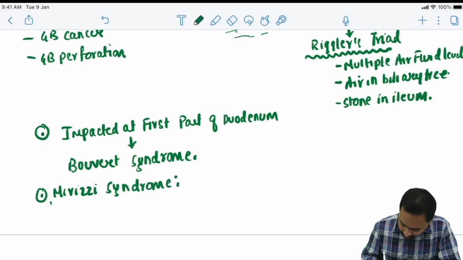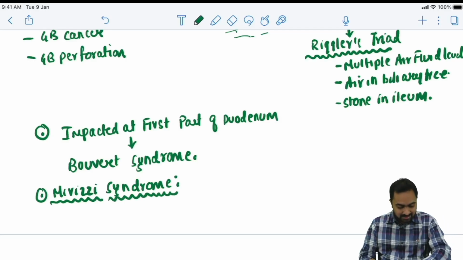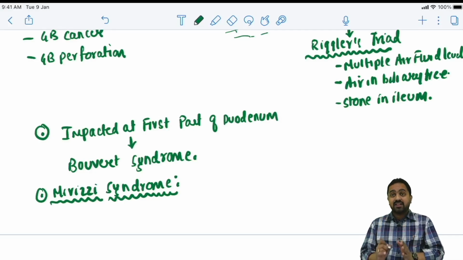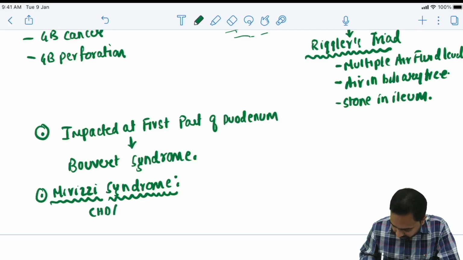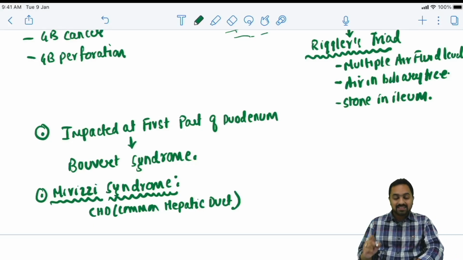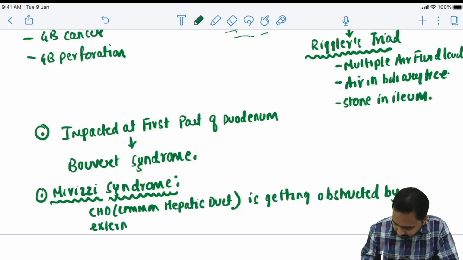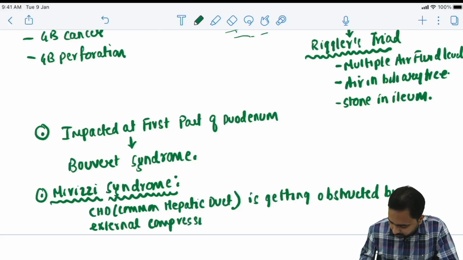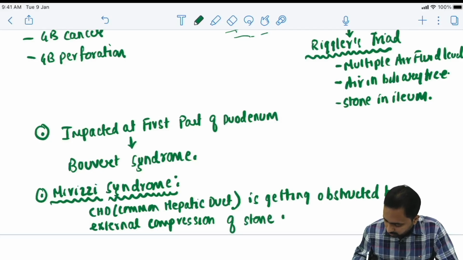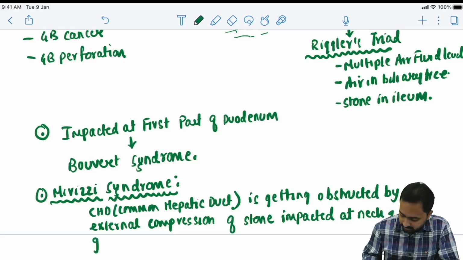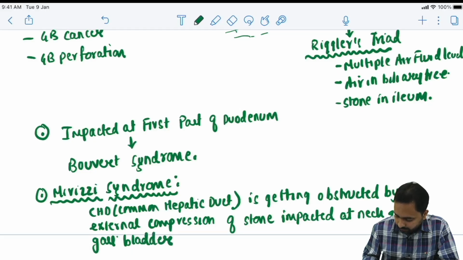Now there's another syndrome which is associated with this gallstone, which is known as Mirizzi syndrome. What happens in Mirizzi syndrome is that the common hepatic duct, the CHD, is getting obstructed by external compression of a stone impacted at the neck of the gallbladder.